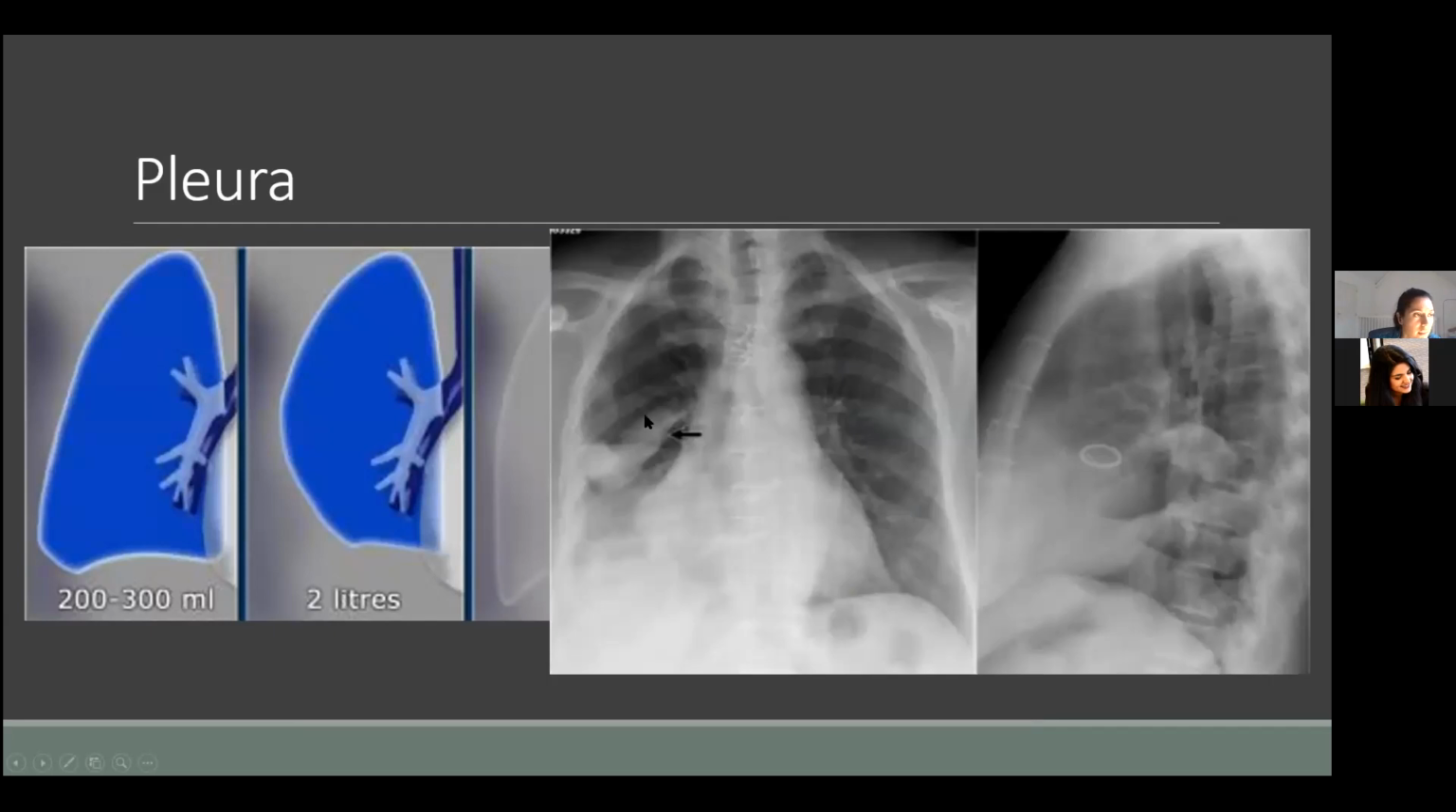And as I mentioned, multiple loculated fluid collections can be entrapped fluid in the fissures, for example, or other areas of the pleural cavity. So this can be misleading. I can imagine that some clinicians might think that this is a tumor mass, but if you treat these patients, then you might see that the abnormalities disappear.